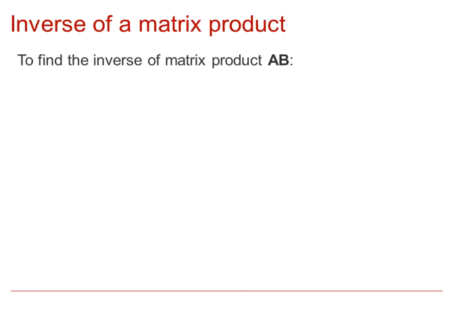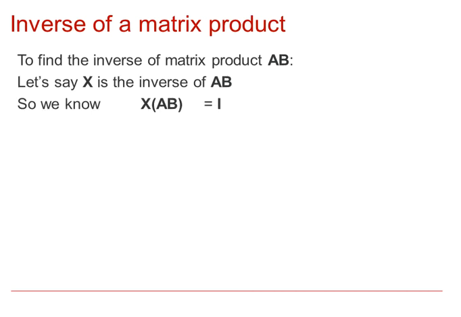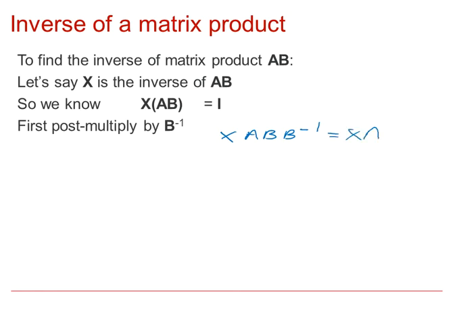To find the inverse of a matrix product AB, let's say that X is the inverse of AB, so we know that X times AB must equal the identity matrix. If we post multiply by B to the minus 1, we would have X A B B to the minus 1, which would give us XA, which must therefore equal I B to the minus 1, or just simply B to the minus 1, as I is the identity matrix.